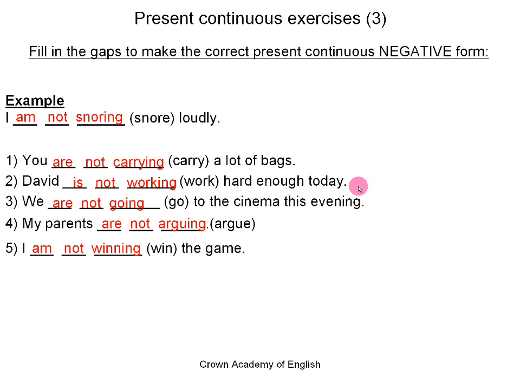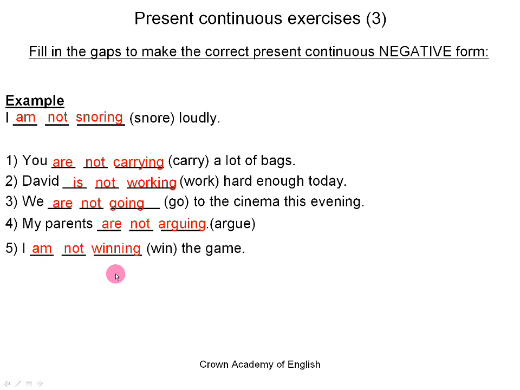Okay, so this is the end of the exercise to make a negative form in the present continuous. Most of them are regular ones. The first one you can see is in fact an exception, and we saw it earlier. If the verb ends in a letter E, we delete the letter E and then we add ing to the end. So snoring. Carry becomes carrying, work becomes working, go becomes going. This one is an exception. The verb ends in E, so we delete the letter E and then we add ing. So argue becomes arguing.